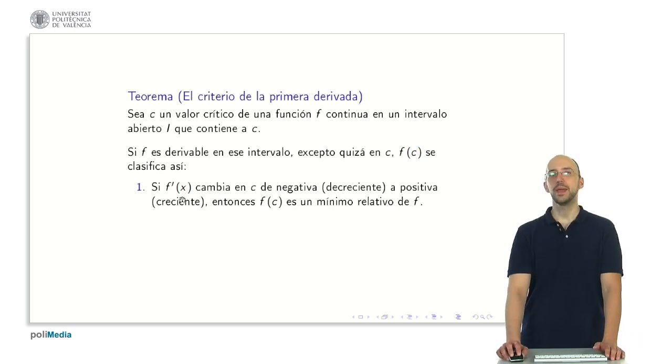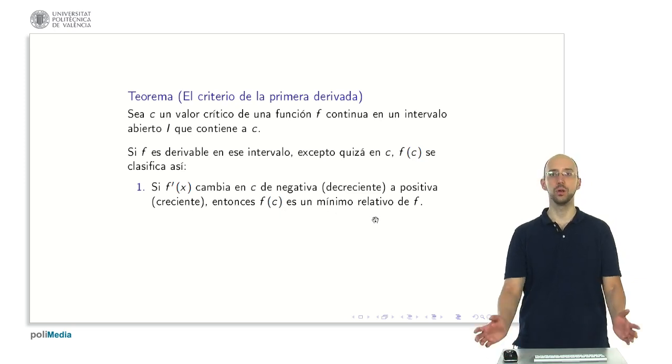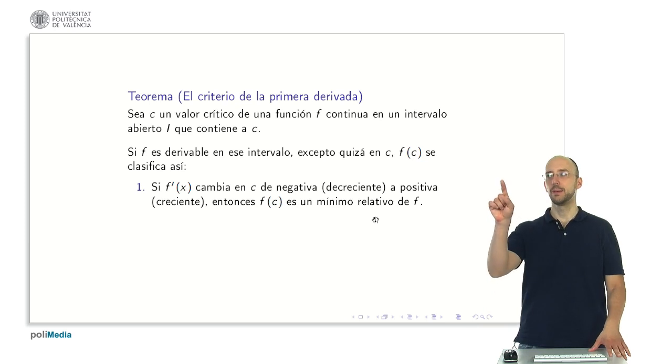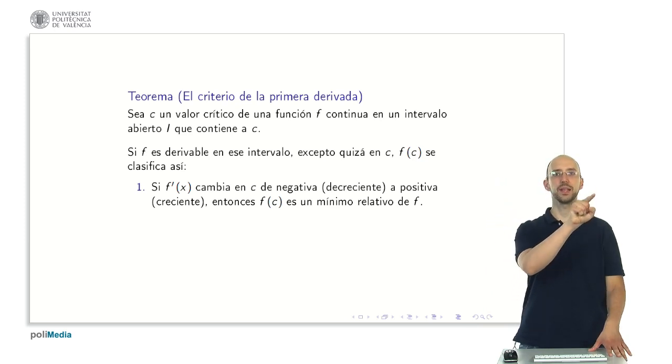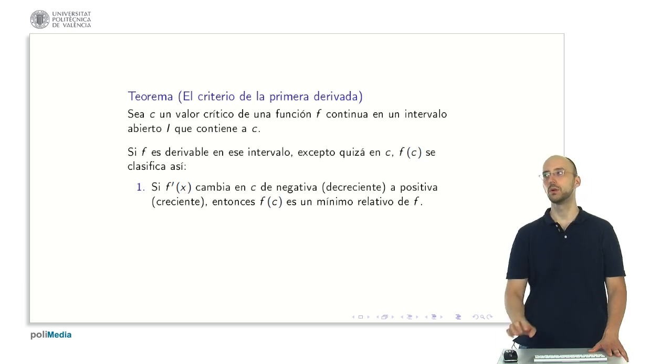If the derivative f prime of x changes at c from negative, decreasing, to positive, increasing, then f at c represents a relative minimum of the function. This conclusion is quite intuitive. When a function transitions from a decreasing to an increasing state, it signifies a relative minimum without a doubt.